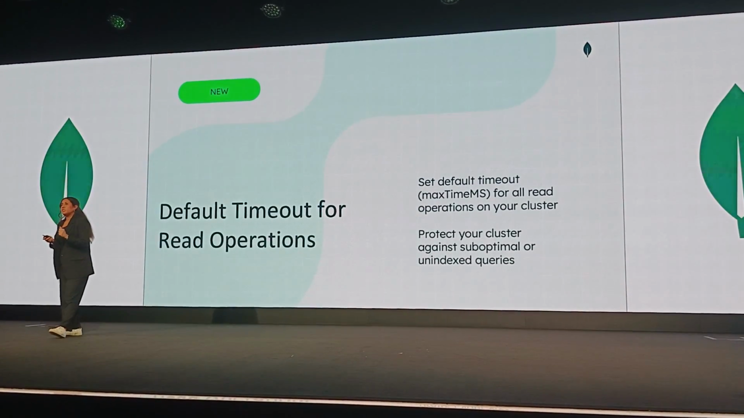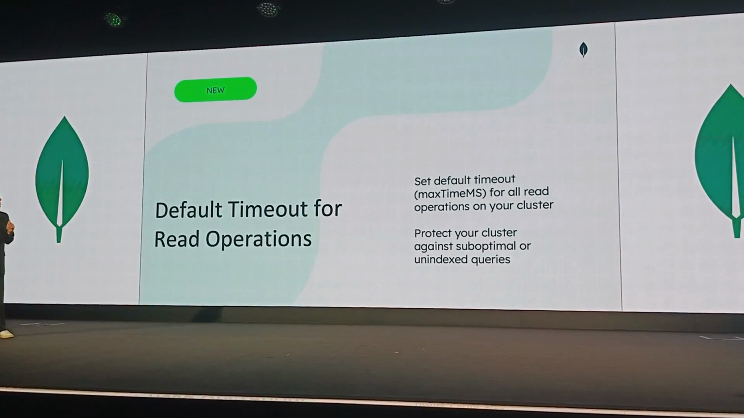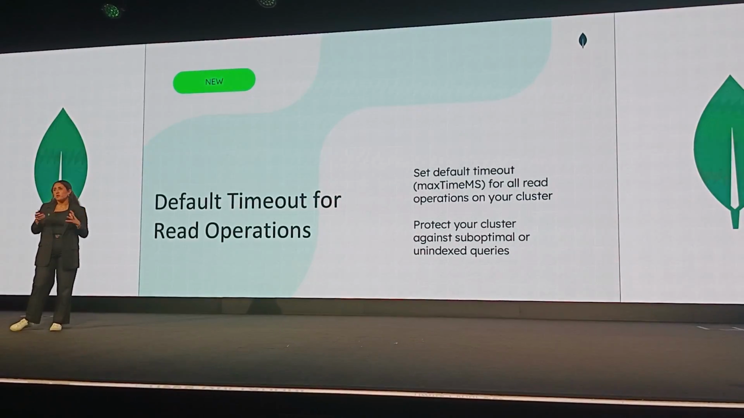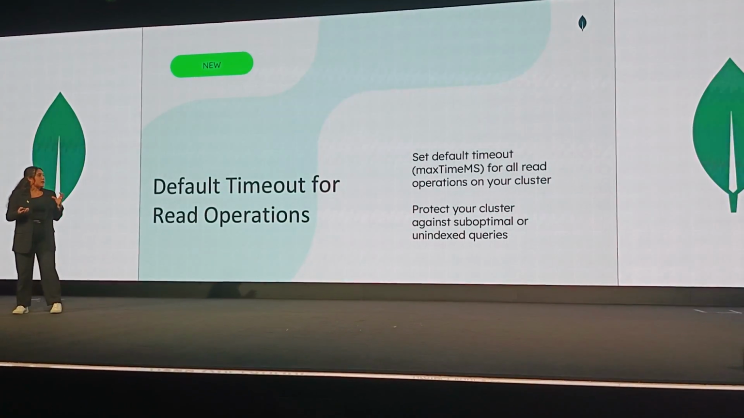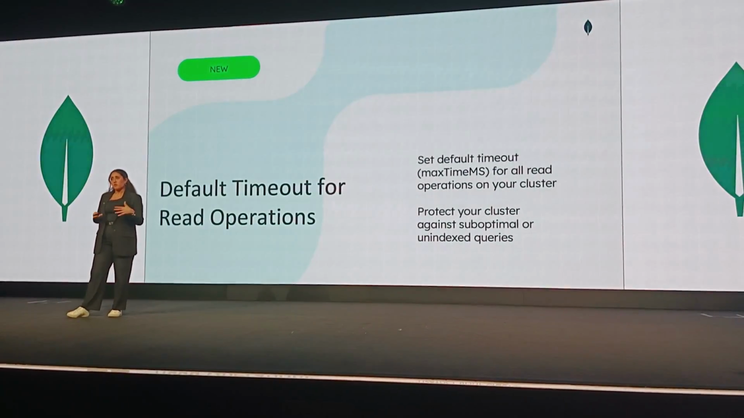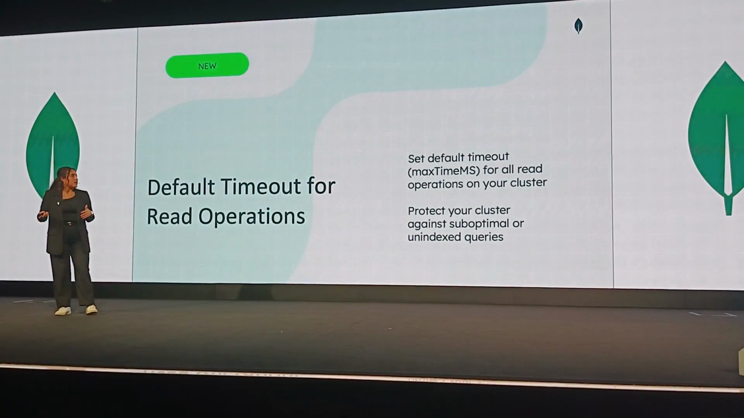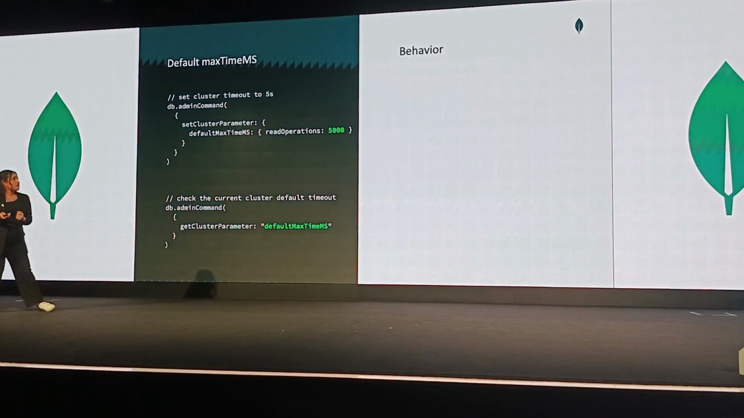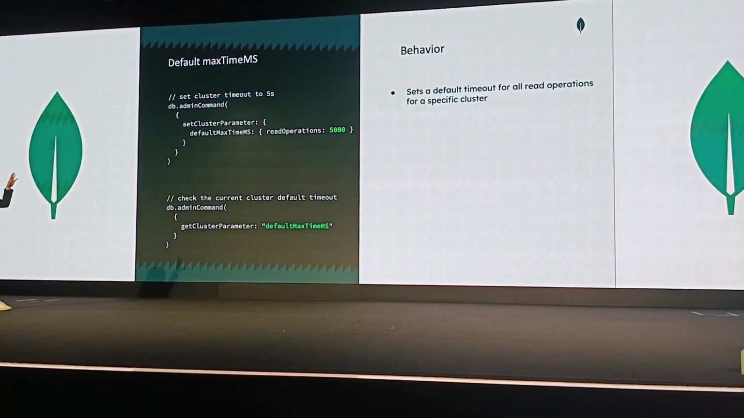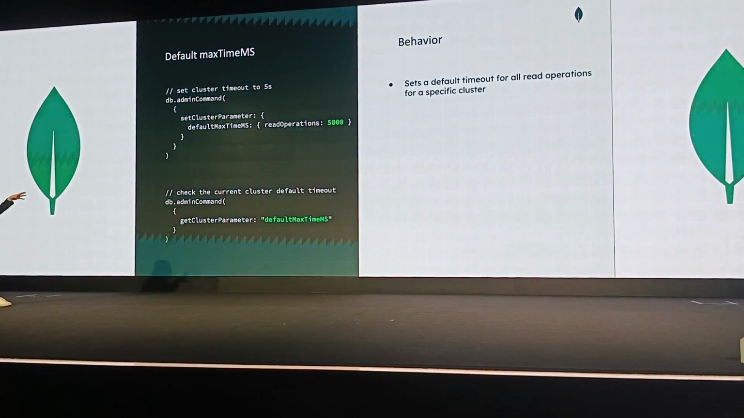Okay, the other thing, which is the default timeout. So here we also introduced a new feature where you can define the max time MS for a read operation. So let's say you want all your read operations to not exceed 5 seconds. So you can define that, and if there is any query that exceeds that, it's gonna get rejected. So here, again, no changes to your application code. It's an admin command. You define the number of seconds after which you want the read to be aborted.